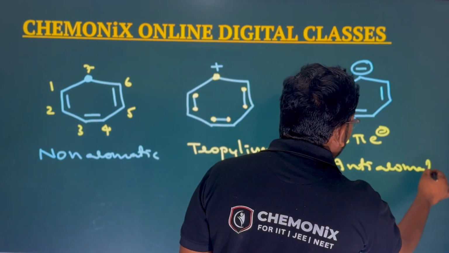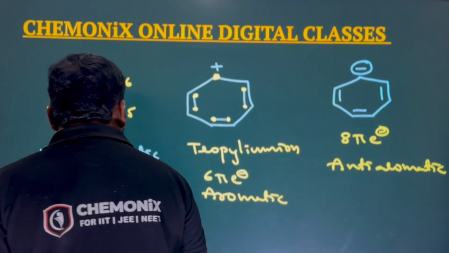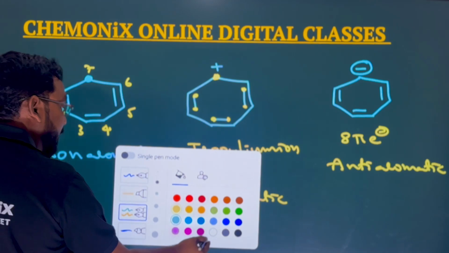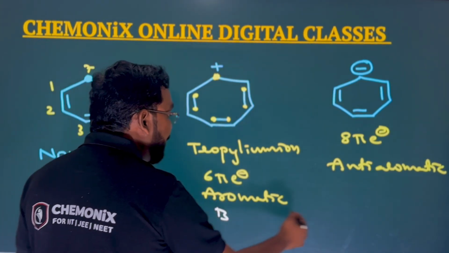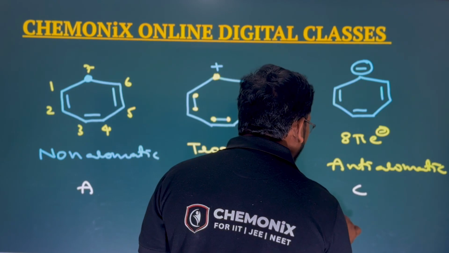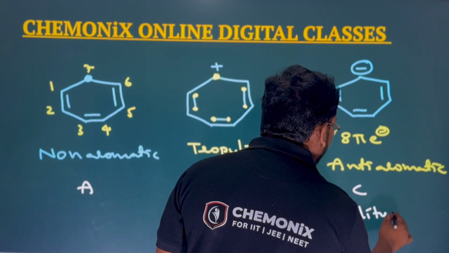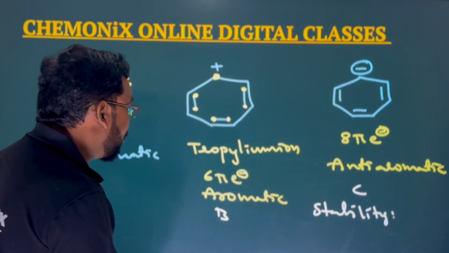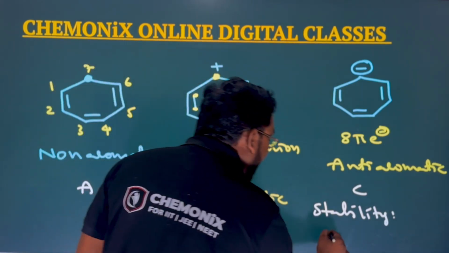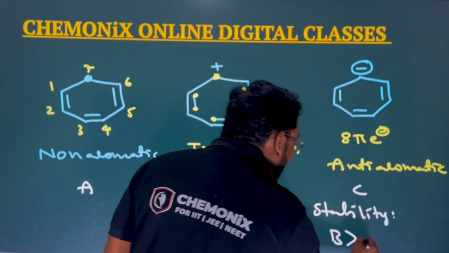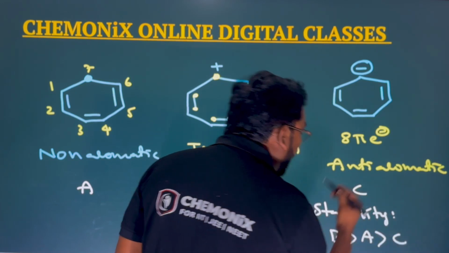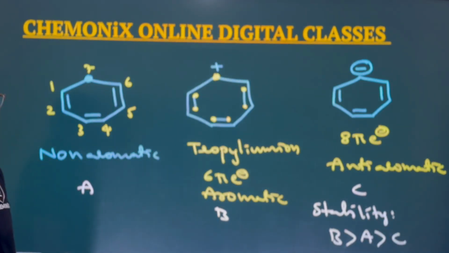Now suppose I ask you to arrange them in increasing or decreasing order of stability. We can do that now. For example, consider this compound A, this compound B, and this compound C. How will the stability order be? The aromatic compound is the most stable, that is the tropylium ion, B. Then the non-aromatic compound A, and then the least stable, compound C. Like this we have to write the stability orders.